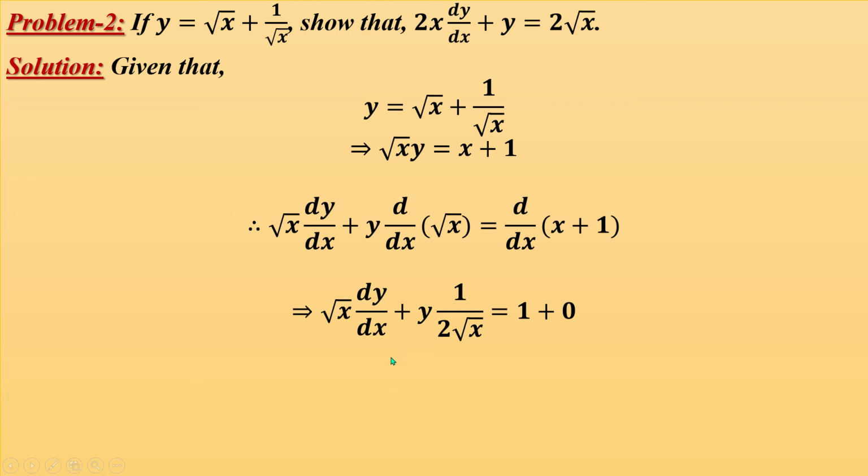Multiplying on both sides by 2 root x, as a result here will be 2 into x, here will be only y, and here will be 2 root x. That means 2 into x dy by dx plus y, this equals 2 root x. Proof is complete. Clear?